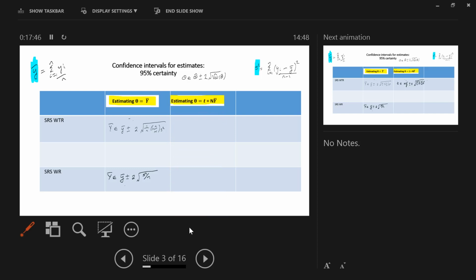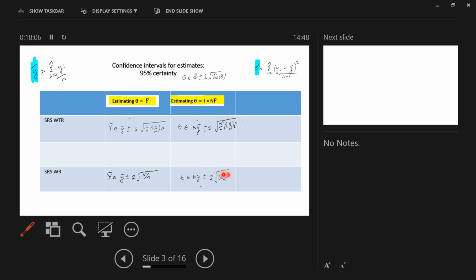I'm estimating the total. If I'm doing without replacement, what do you think is going to happen? Your total is an element not of y bar, but of N y bar. So it will be N y bar plus or minus twice, same formula with the N squared. And this just works off that grid I've just shown you. And then similarly, exactly there, and this time I've got it right, n at the bottom. Can you see that this slide, if you compare it with the previous slide, comes off exactly the same? So we can easily calculate whether we're estimating the mean or the total of a population.